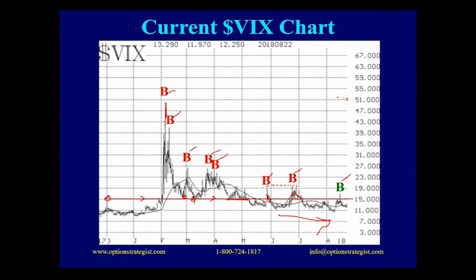And one occurred last week on August 10th when we went down and tested that 2,800 level and bounced up off that. VIX went up during the day to almost 17 and closed back down in here. So we're on this buy signal.